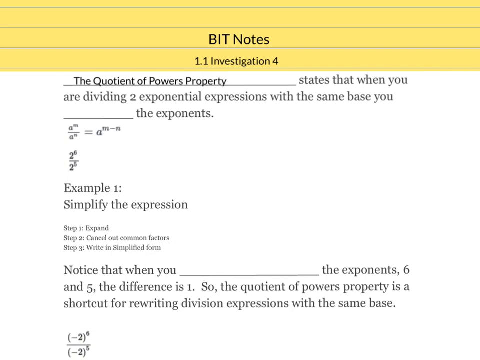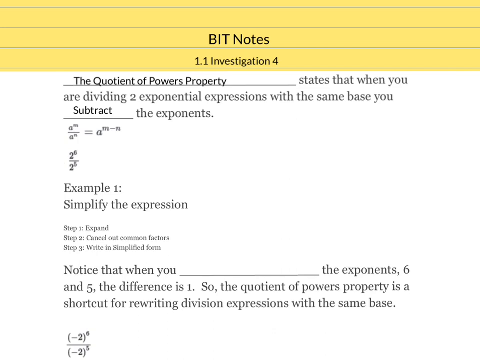states that when you are dividing two exponential expressions with the same base, you are going to subtract the exponents. It has an algebraic explanation below. A to the m over a to the n equals a to the m minus n.